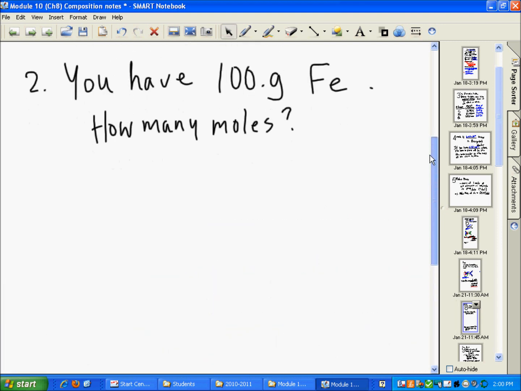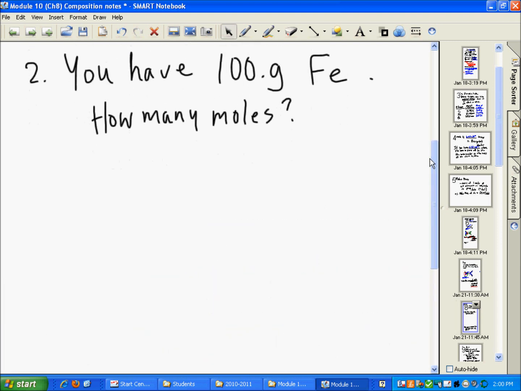Okay. We have 100 decimal grams of iron. We want to know how many moles. So first thing is always set up a mole map. And we're only dealing with one substance, so we only need a one-sided mole map. So what's our substance? Iron. So we'll put that beside our N. What information has been given? 100 decimal grams.